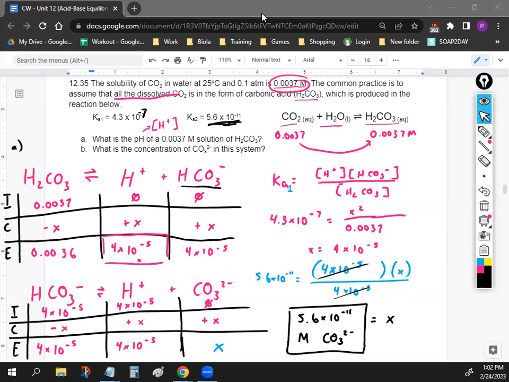Did you get to the part where I said the 5% rule and then you can get rid of it? If we do the 5% rule, at the top we had plus X and here we had minus X. If we get rid of the plus X and the minus X, these two numbers are exactly the same, the same numbers on the top and bottom of a fraction. They just cancel out. So you get X equals 5.6 times 10 to the negative 11, and that came from the Ka2 value right here.